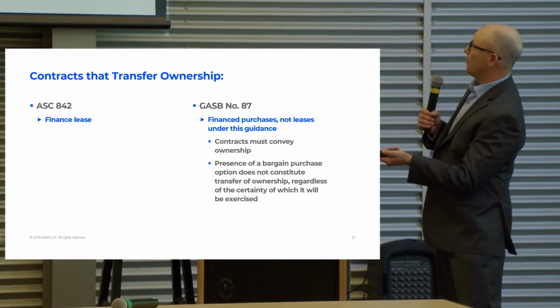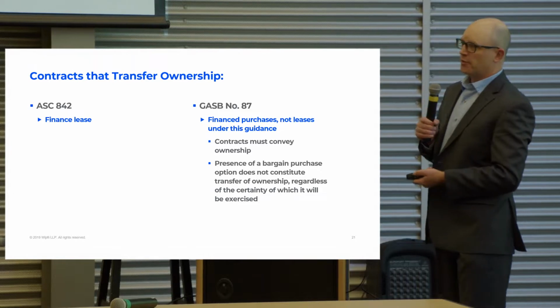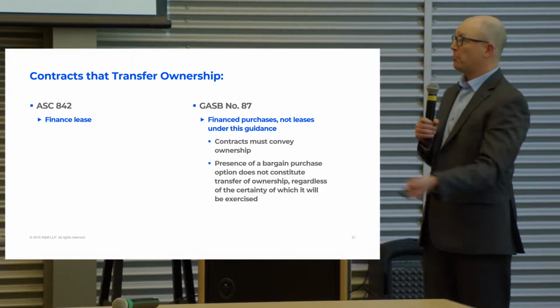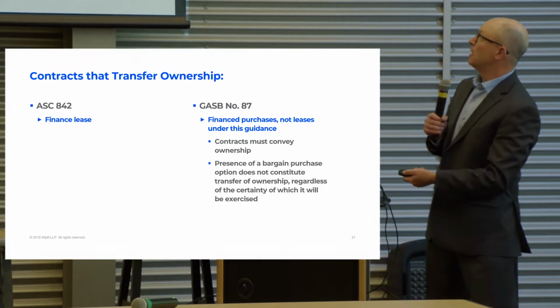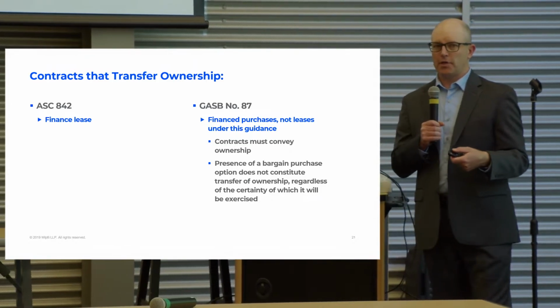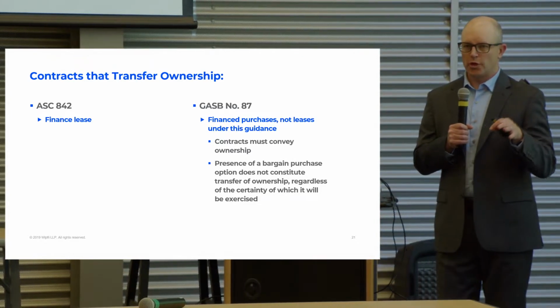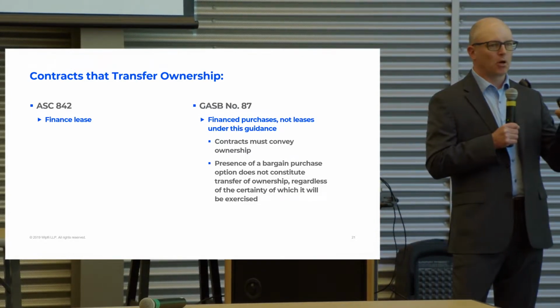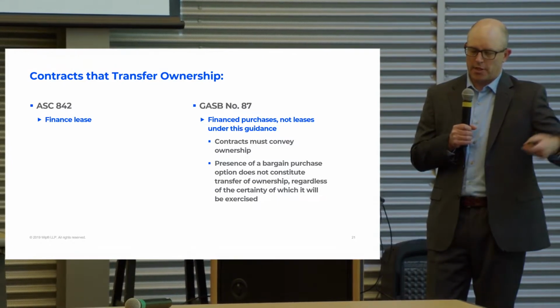So again, we already kind of talked about this a little bit, the transfer of ownership. A lease that does transfer ownership puts you into finance lease territory under 842. Under GASB 87, it's carved out of the lease agreement. Now, this transfer of ownership is a pretty high bar to meet. It has to say in the agreement that it's transferring ownership.